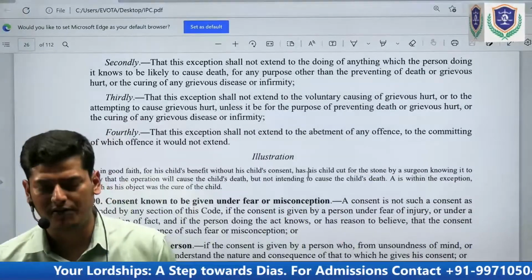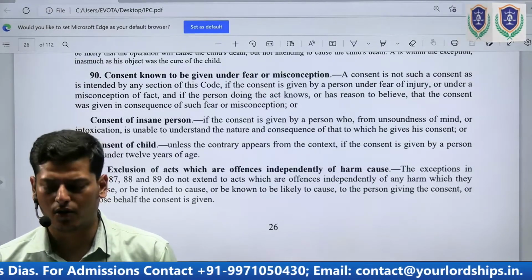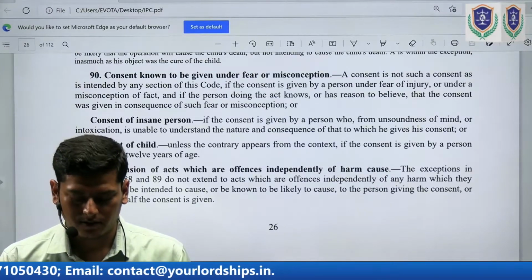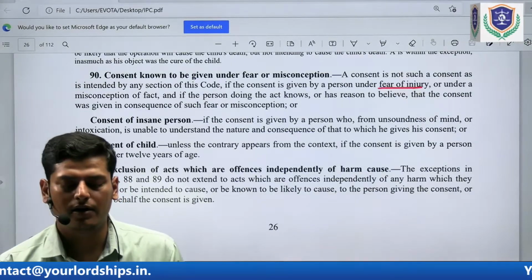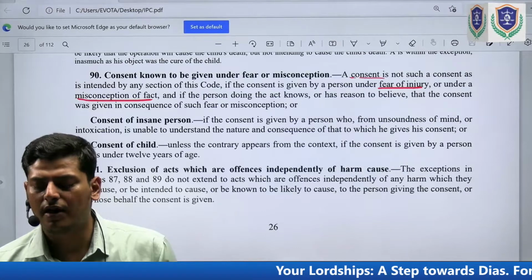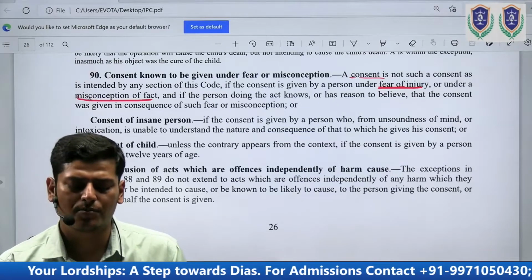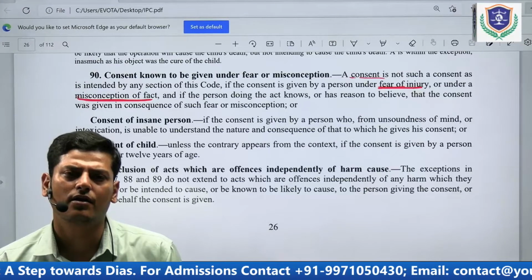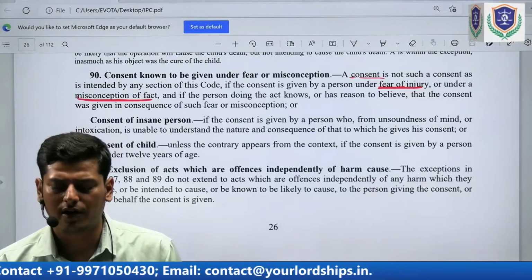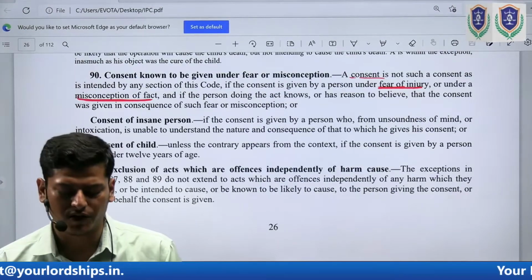Consent has not been defined, but section 90, if you see, gives a broad outline of what consent is all about. A consent is not a consent if it is given under fear of injury or under a misconception of fact. So when a person gives consent, which is contemplated under the Indian Penal Code, if the consent is caused by fear of injury or misconception of fact, then it will not be treated as consent. Similarly, if a person is of unsound mind, or under the influence of intoxication so that he is unable to understand the nature and consequence of his act, then also the consent is vitiated.